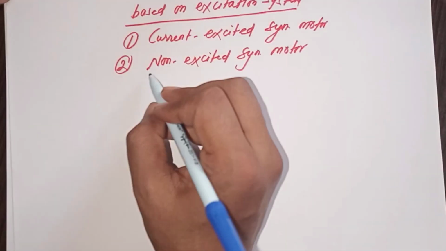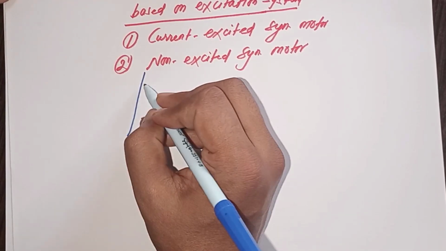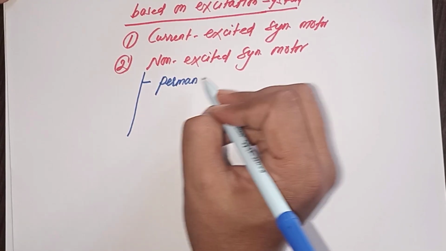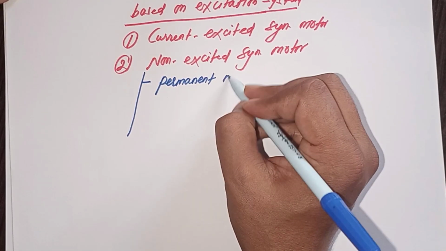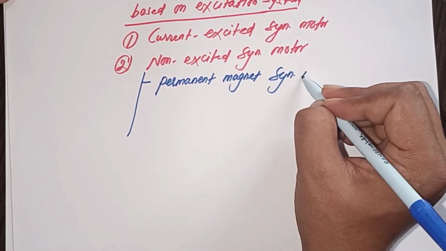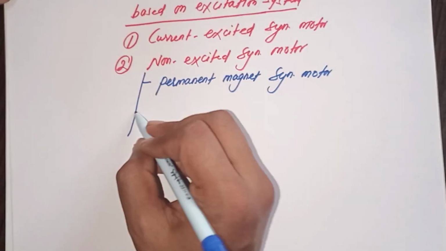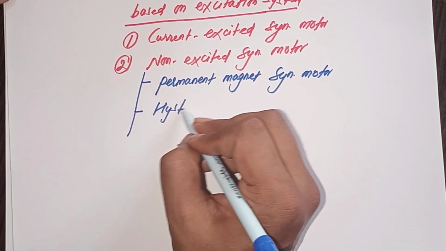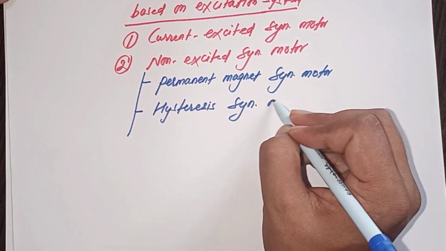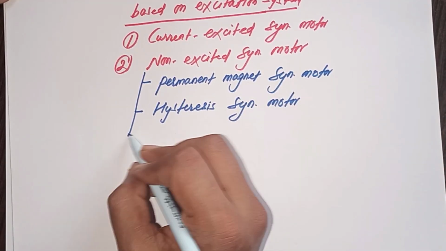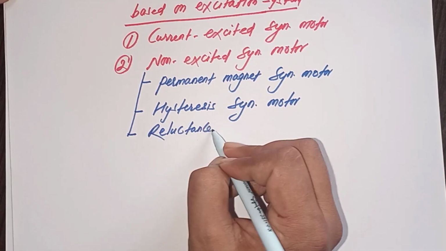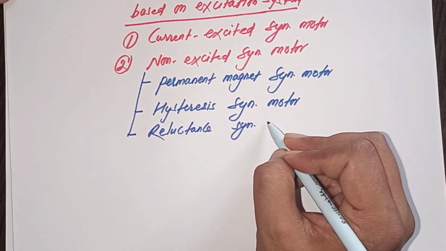Non excited synchronous motor can be further classified into permanent magnet synchronous motor, hysteresis synchronous motor, and reluctance synchronous motor.